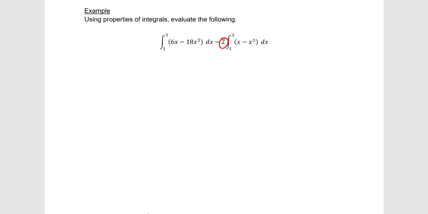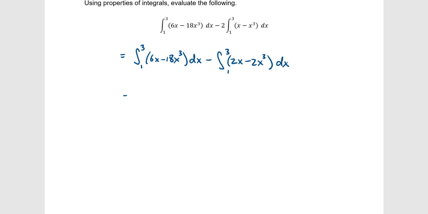Also, let's go ahead and notice that there is a 2 here. We can multiply this 2 inside of this first one, which we have to do before we combine the two integrals into one. So let's go ahead and just rewrite this first one, the integral from 1 to 3, 6x minus 18x cubed dx minus the integral, and then notice that I'm taking care of this 2. It's going to be 2 times x minus x cubed. I'm going to distribute it.